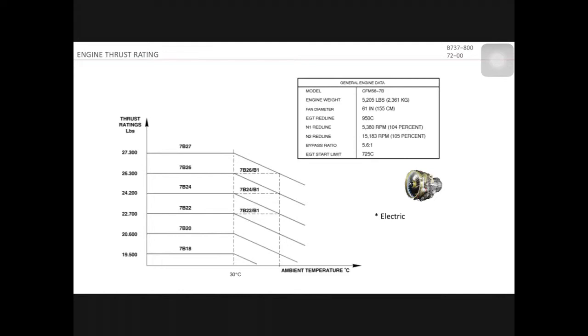When it comes to defining the engine, our engine produces electrical power, hydraulic power, pneumatic power, and much more. Our engine is a high bypass ratio, dual rotor turbofan engine.